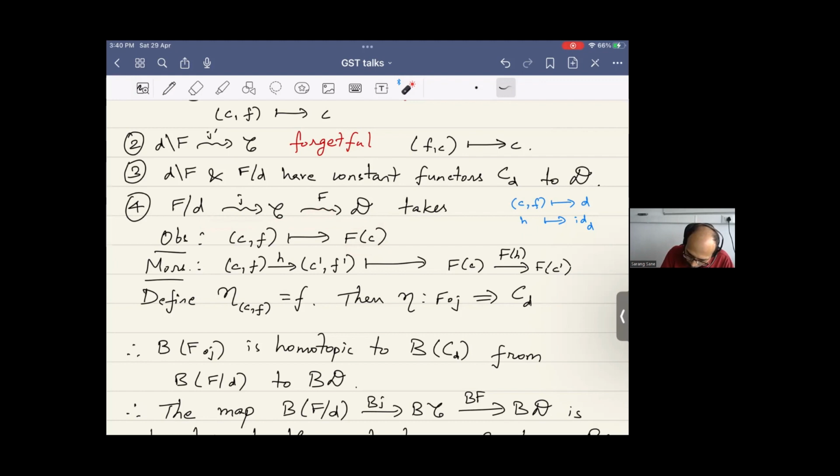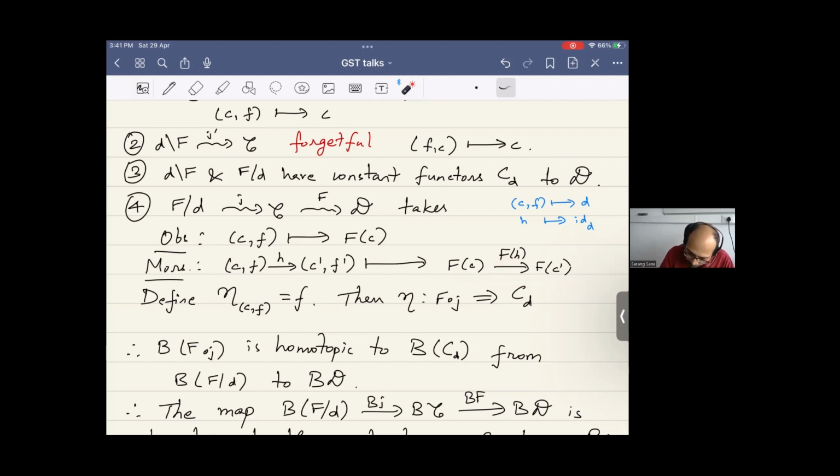And then what happens to morphisms? If you have c comma f, h, c prime comma f prime, this is your morphism. Then forgetful just forgets the f and f prime, and h was anyway an honest morphism in script C. And then that goes to F of c to F of c prime, F of h.